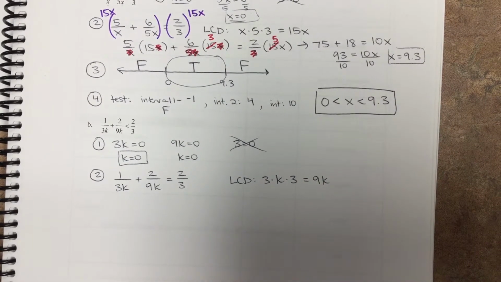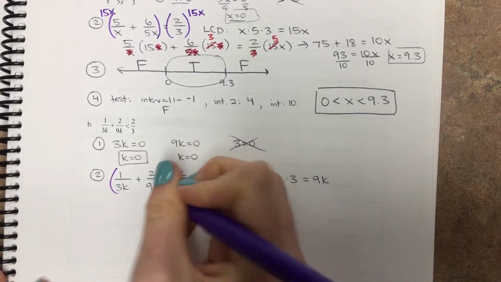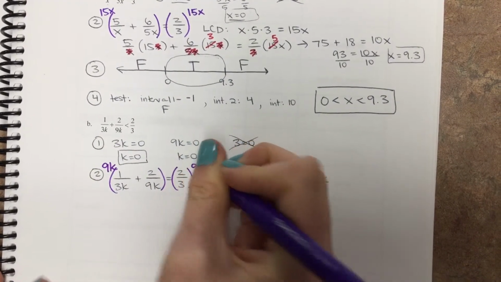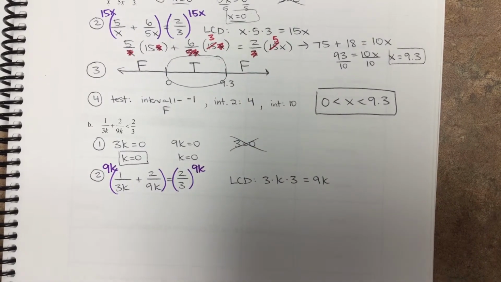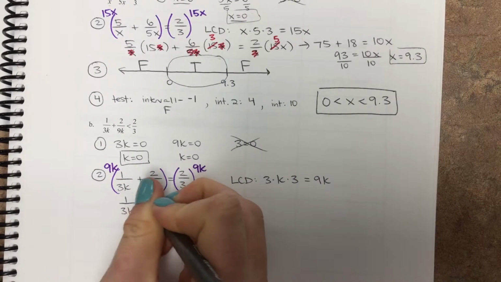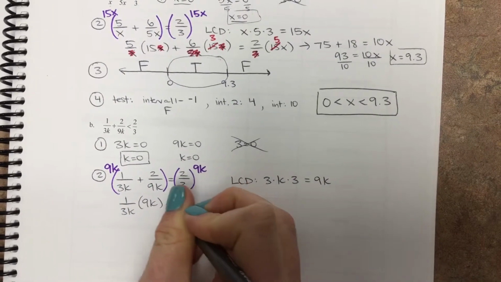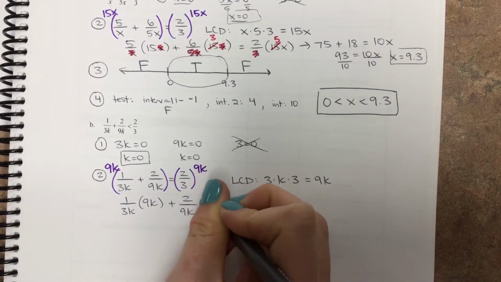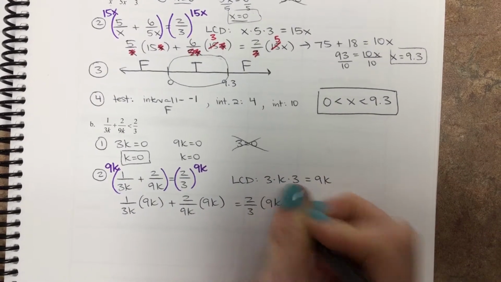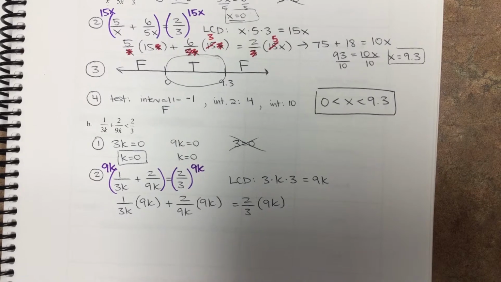So just like up above, I'm going to multiply both sides of this equation by the LCD, which is a 9k. And on the left-hand side, you got to make sure you distribute that LCD. So the first term gets multiplied by the LCD. Second term gets multiplied by the LCD. And then that other piece on the right-hand side of the equation also gets multiplied by the LCD.